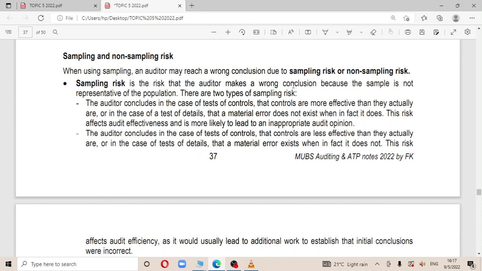So sampling risk arises if you select the wrong sample. If you select an inadequate sample, inadequate sample, wrong sample, you're going to end up having sampling risk. You're going to get a wrong conclusion. You're auditing, for example, payroll. You only select employees who have just joined. You leave out those who have left. So you do not know the issues with those who have left. You select employees in one category of salary. You don't select others in another category, those who are earning more money. You only select those who are earning small money.